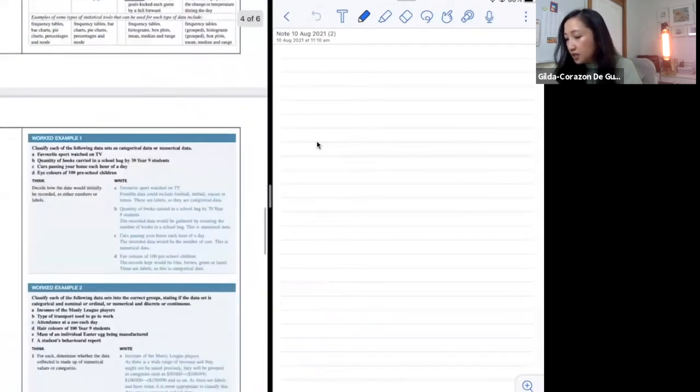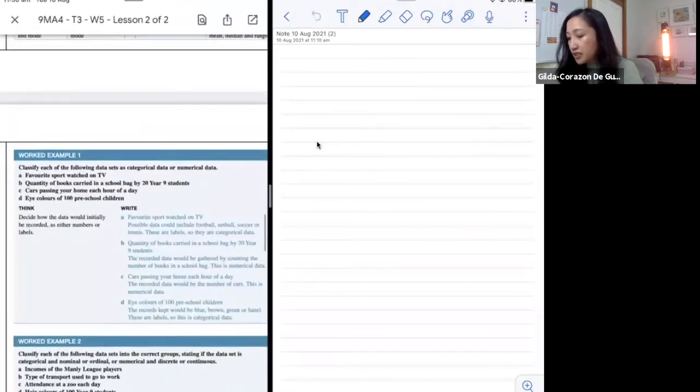What else is there? You've got there, classify each of the following data sets as categorical data or numerical data. When we say favorite sport watched on TV, then that would be something that's categorical, right? Because you would have to name the favorite sport. Okay, quantity of books carried in a school bag by 20 Year 9 students, then you have to count the number of books, and therefore that would be numerical. Specifically, that would be discrete. Okay, question A, that would be nominal categorical.